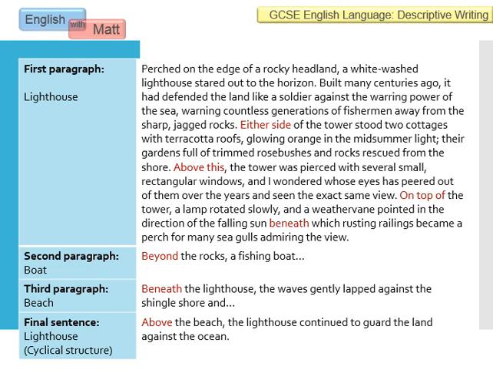Above this, the tower was pierced with several small rectangular windows, and I wondered whose eyes had peered out of them over the years and seen the exact same view. On top of the tower, a lamp rotated slowly, and a weather vane pointed in the direction of the falling sun, beneath which rusting railings became a perch for many seagulls admiring the view.